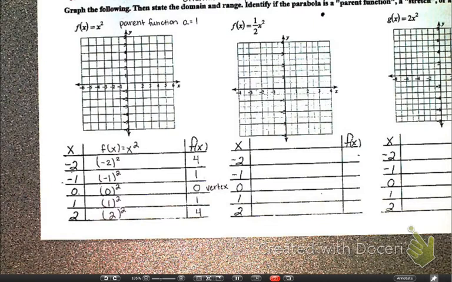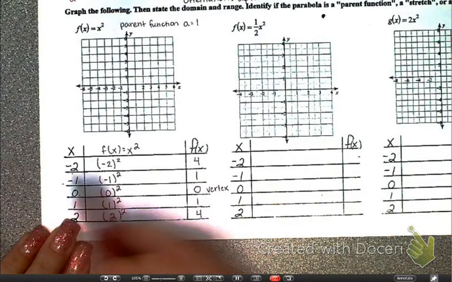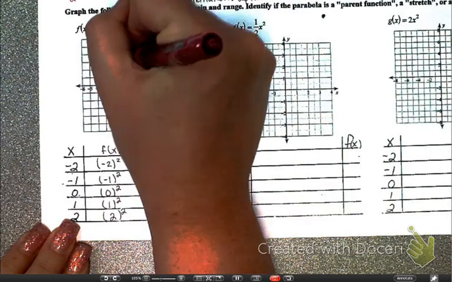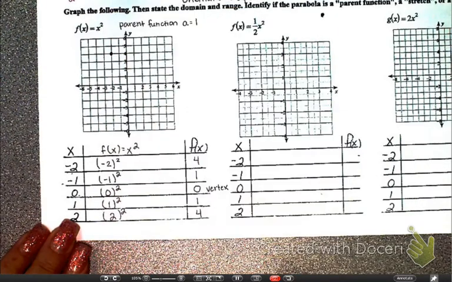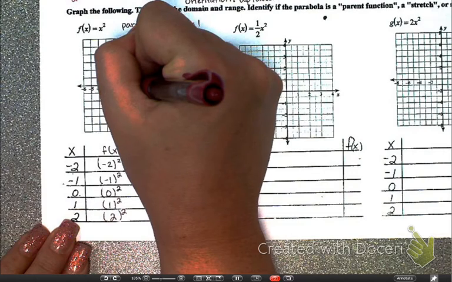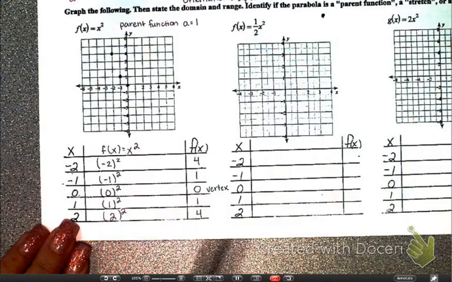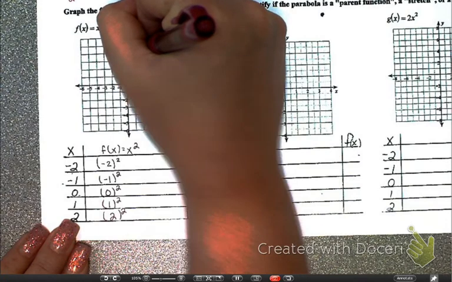So it will be symmetrical, or you will see a pattern on either side of the vertex. So let's plot those points. My first point is negative 2, 4. 1, 2, 3, 4. My second point is negative 1, 1. Then 0, 0. 1, 1, and 2, 4.